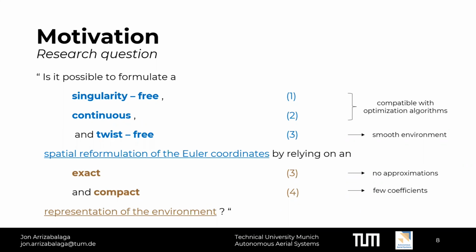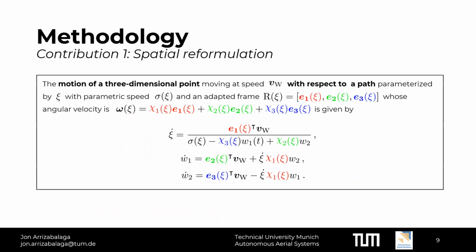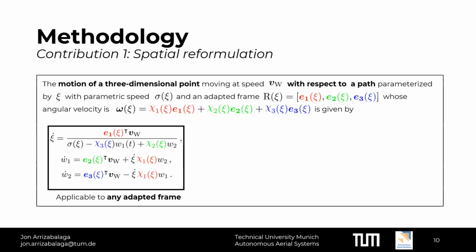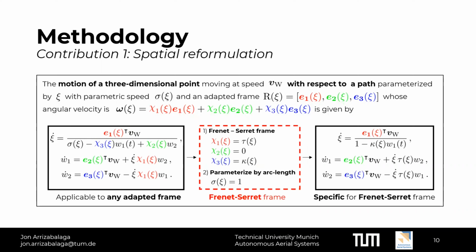To tackle this question, our contributions are twofold. Firstly, we formulate a novel spatial reformulation that takes no assumptions in the adaptive frame. If you are interested in the specific derivations of this novel spatial reformulation, I suggest that you go over the paper. Anyway, the key message here is the following one. The motion of a 3-dimensional point moving at the speed v, parameterized by psi, with parametric speed sigma, an adaptive frame r, and angular velocity omega is given by the equations of motion shown in the slide. The main distinctive feature of this spatial reformulation is that it does not take any assumptions in the adaptive frame. Therefore, the Frenet-Serret frame-based spatial reformulations applied by state-of-the-art methods are a subset of our spatial reformulation. They are a particular case.